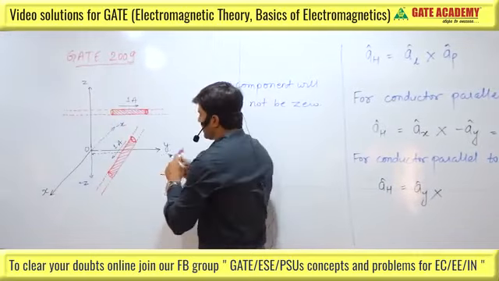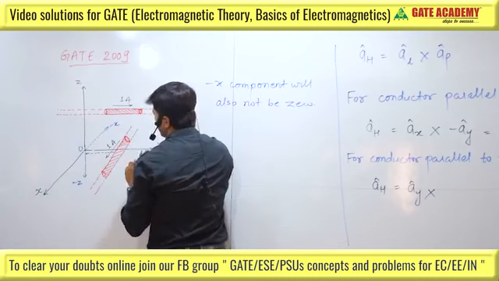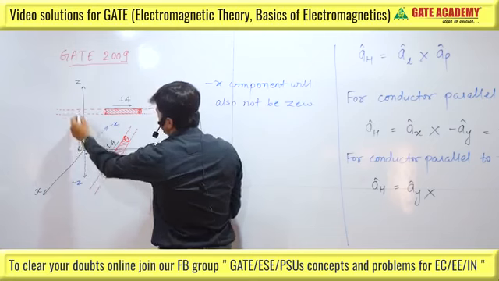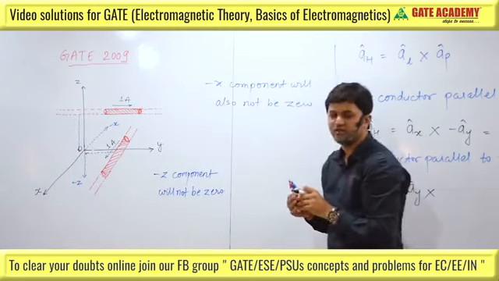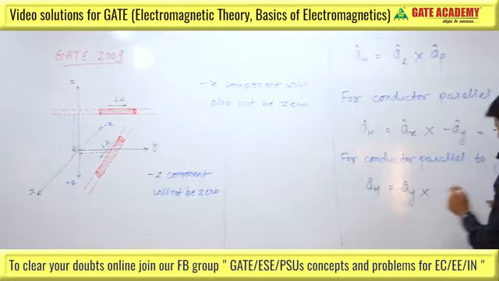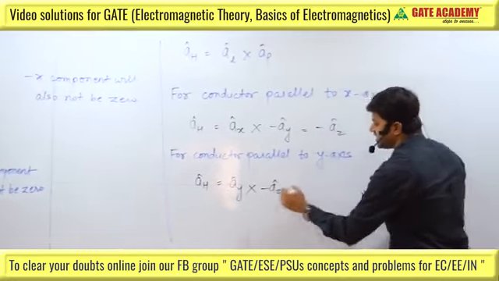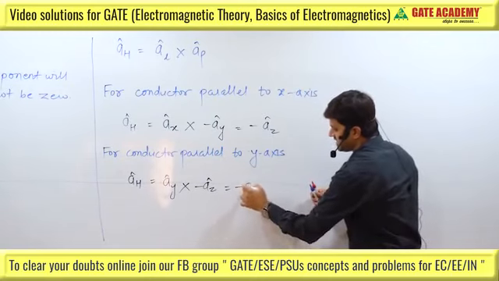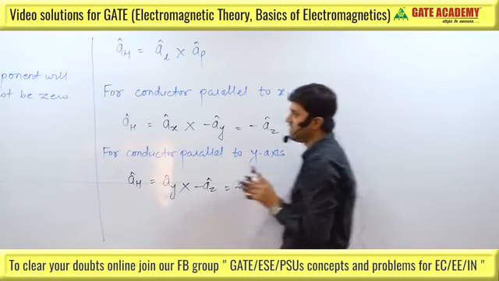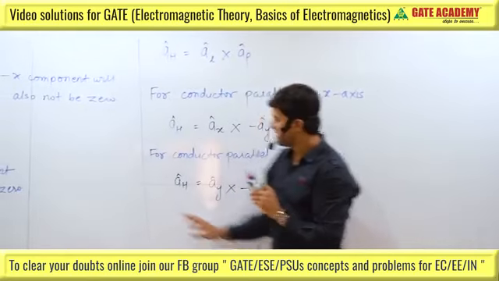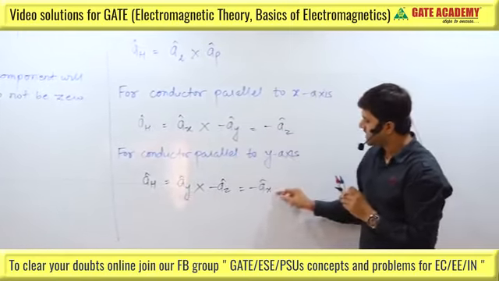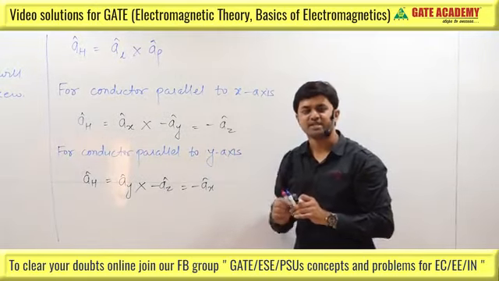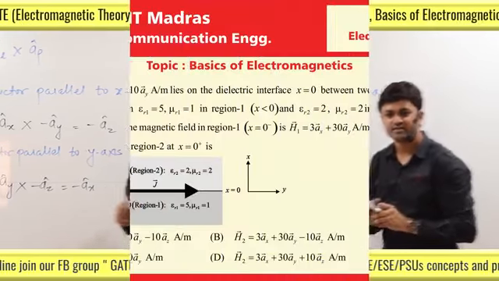So if I draw a perpendicular line from this point to the conductor, this is nothing but in the direction of minus Z, so this is minus aZ. aY cross aZ is plus aX, and because of this minus sign, it is minus aX cap, which we have found from the right hand thumb rule. So the X component and Z component will not be equal to 0 at origin. Hence the correct option is option D.